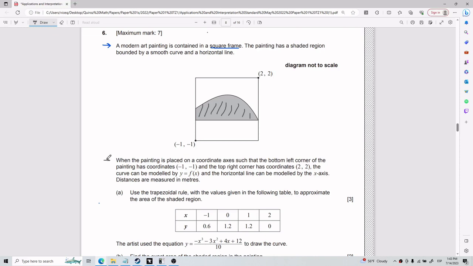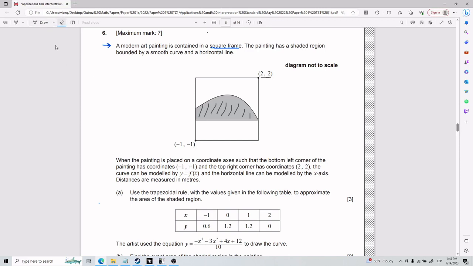When the painting is placed on a coordinate axis such that the bottom left corner of the painting has coordinates -1, -1, and the top right corner has coordinates 2, 2, the curve can be modeled by a given function. The horizontal line can be modeled by the x-axis. Distances are measured in meters.